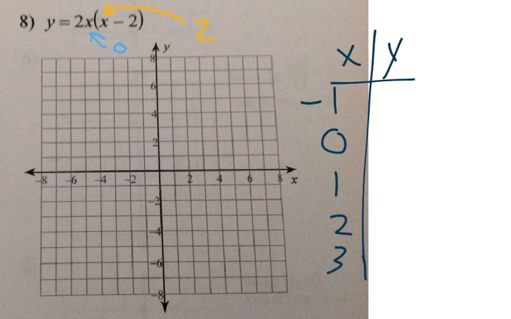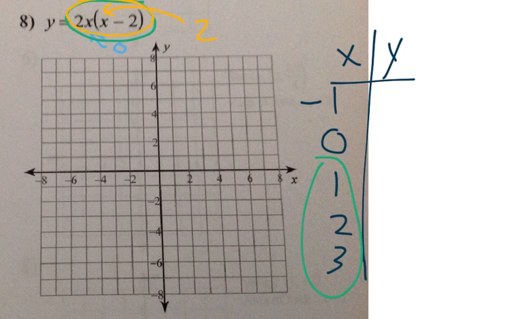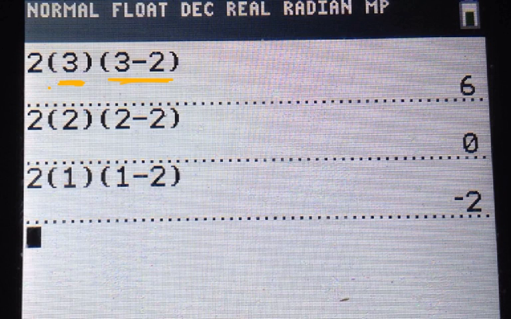Okay, and I have my table a little backwards for what I want, guys. I'm actually going to plug in 3, 2, and 1 because it's easier to plug in all positive numbers. So that's what I'm going to do. And I'm going to use exactly the same equation there on my calculator. So check this out. As you can see here, guys, I have 2 times x times (x minus 2). That again was my equation, correct? When I plugged in the 3, I got 6. When I plugged in the 2, I got 0. When I plugged in the 1, I got negative 2.